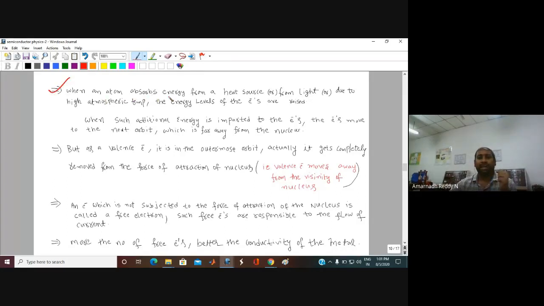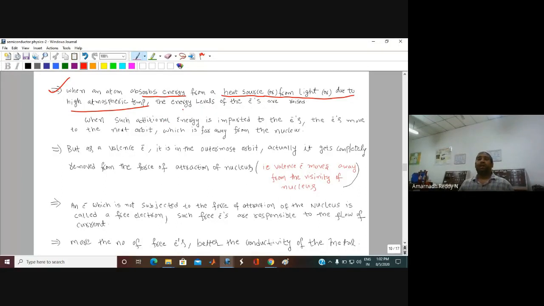When an atom absorbs energy from a heat source, I will tell how the electron is able to jump. Till now we discussed that valence electrons are at the outermost orbit and are loosely bound to the nucleus. They can easily jump from the valence band to the conduction band when an atom absorbs energy or is subjected to external energy, such as heat or light, due to high atmospheric temperature and impact ionization. The energy levels of electrons are raised.